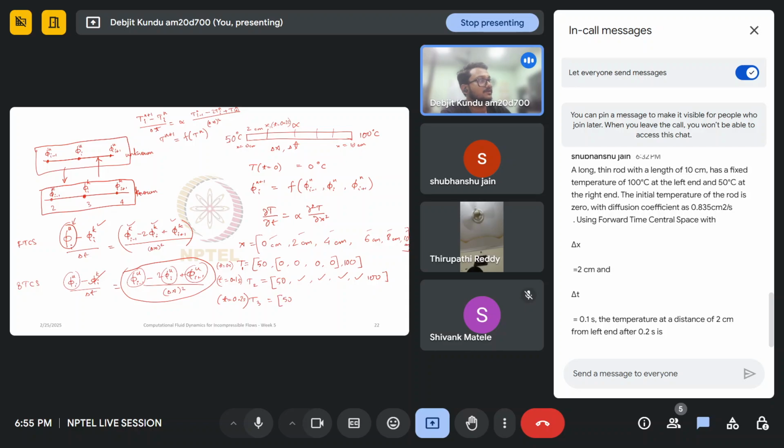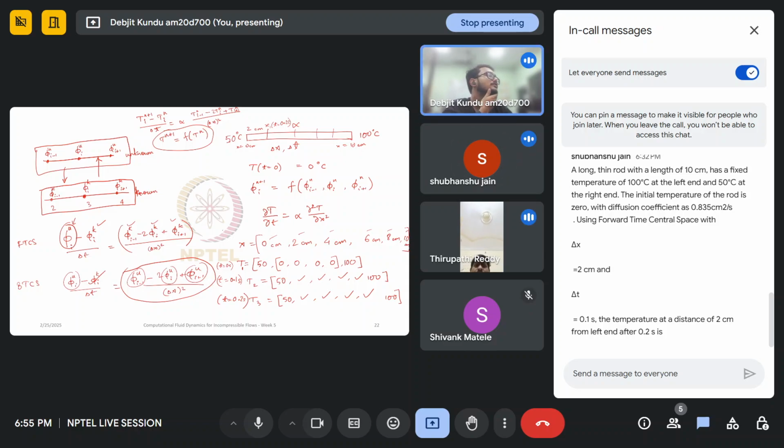So it will be again 50 over here and 100 in the end. Those are the boundary values. And in between, again, you have to calculate these numbers based on this formula. So can you please solve by substituting the values in the formula?